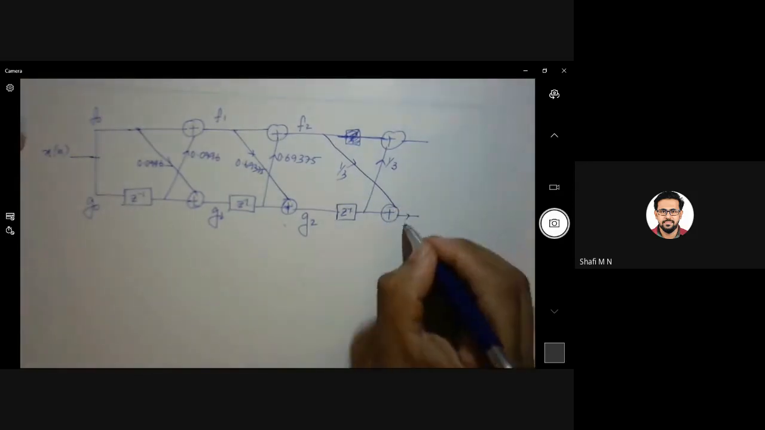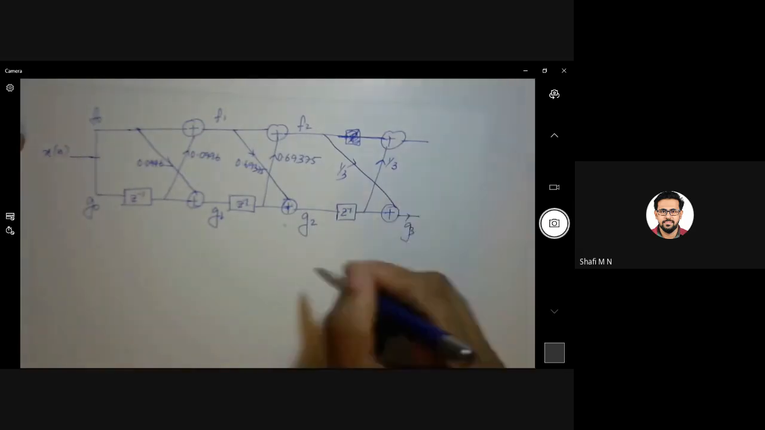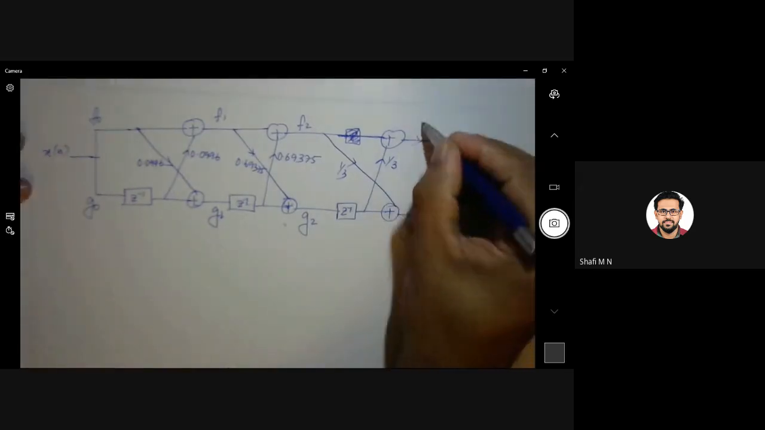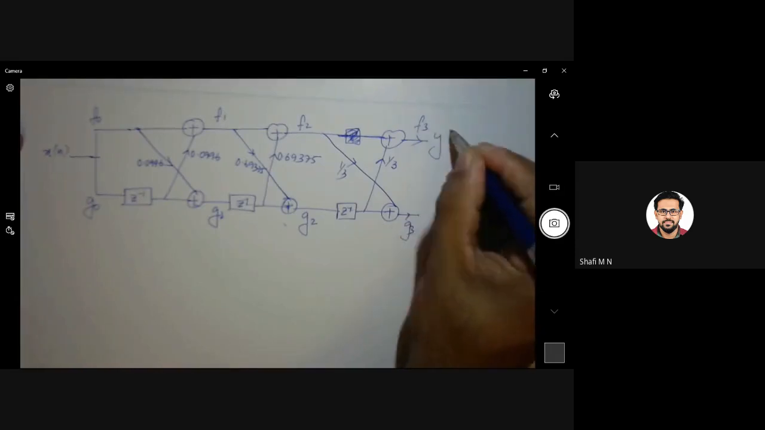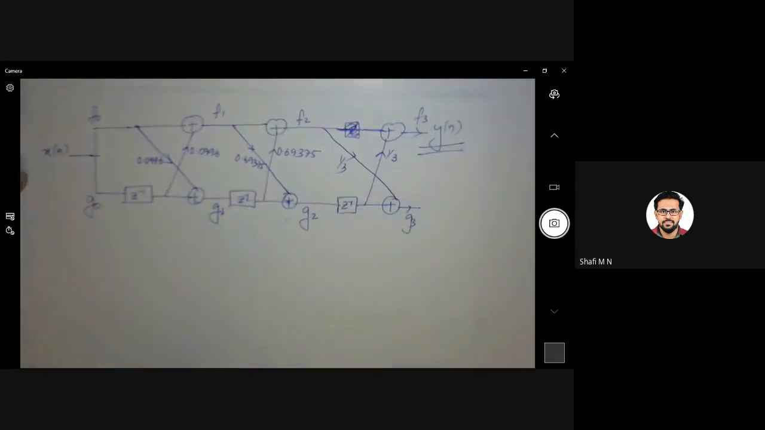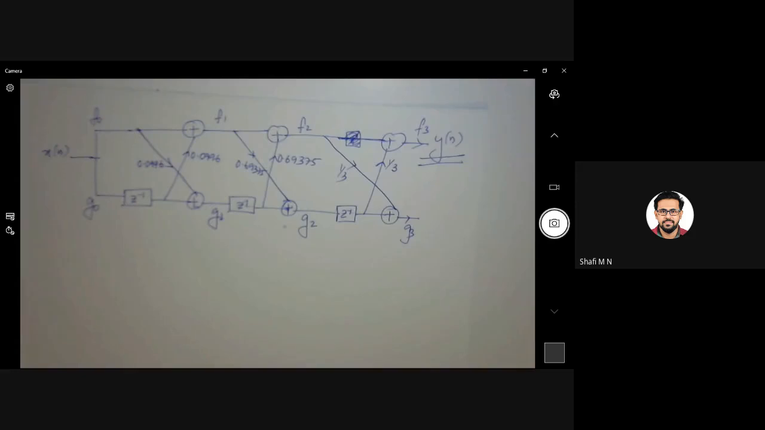And this G3 is of no use because it's a third order system. And this F3 can be called as your Y of n. This is your final output Y of n. This is the lattice structure realization of the given difference equation.